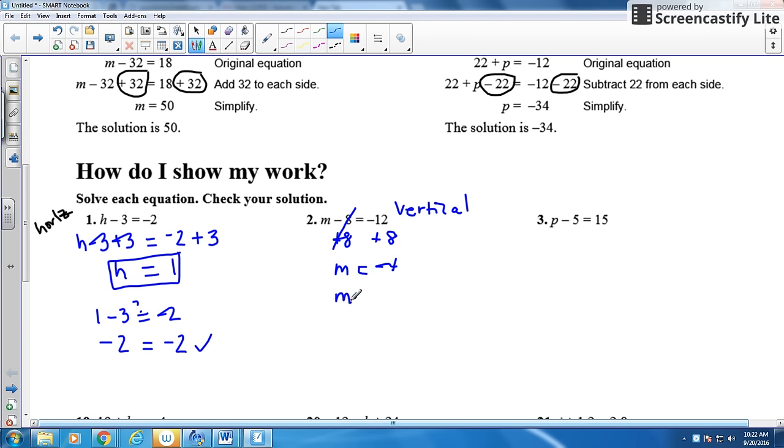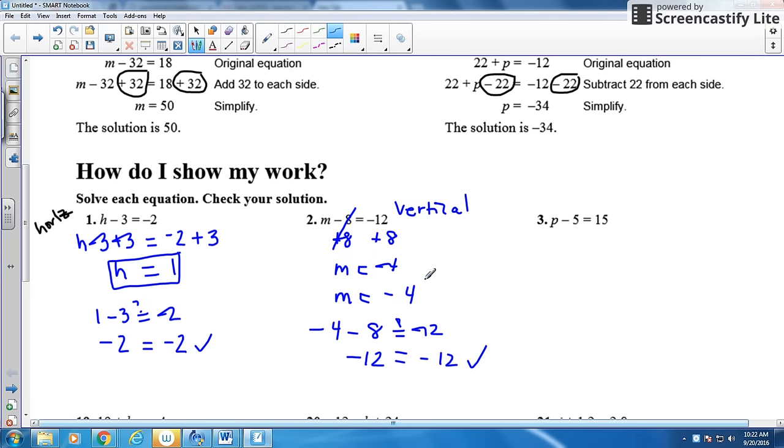Let me rewrite that since my pen is all strange today. m equals negative 4. Then I do my check step, so I would do negative 4 minus 8, and I want to know, does that equal negative 12? And I do the math. Negative 4 minus 8 is negative 12, so it equals on both sides, and it works.